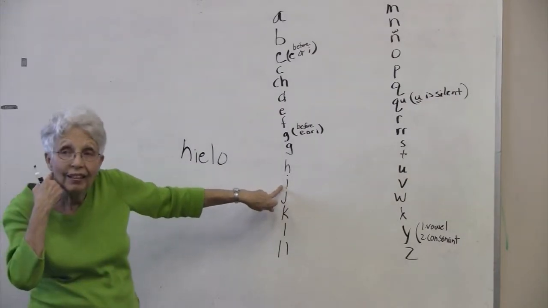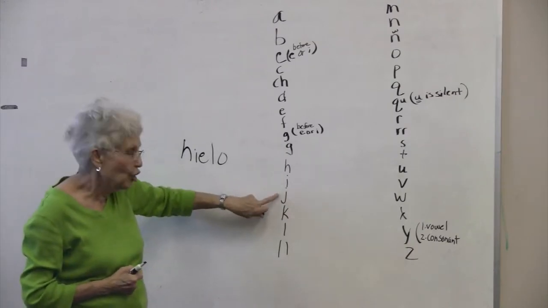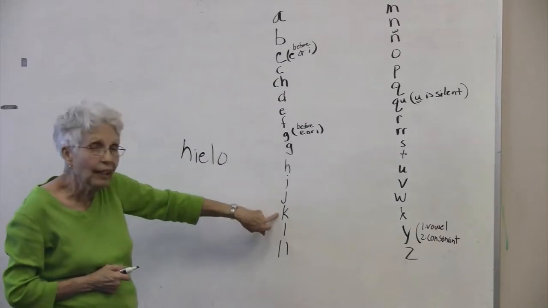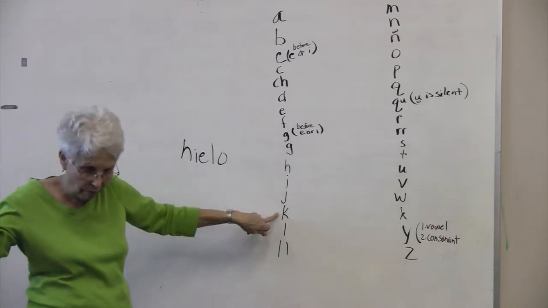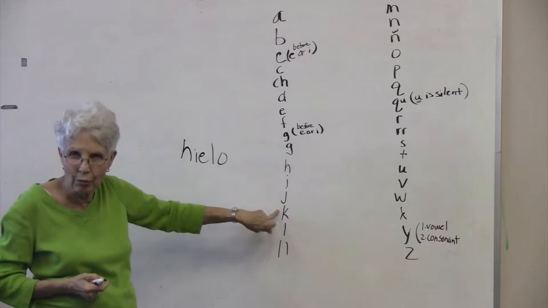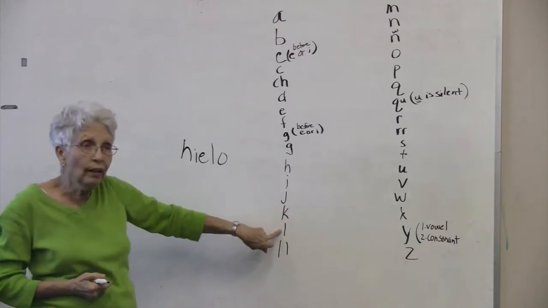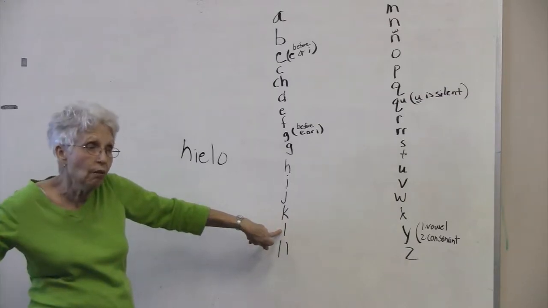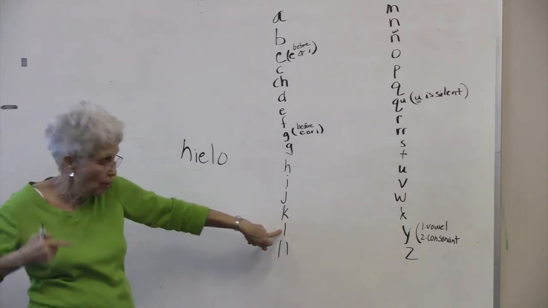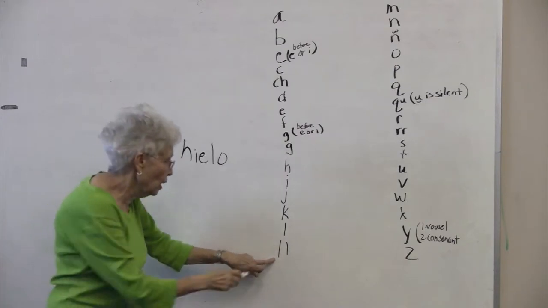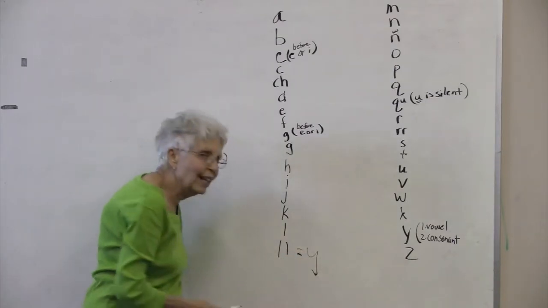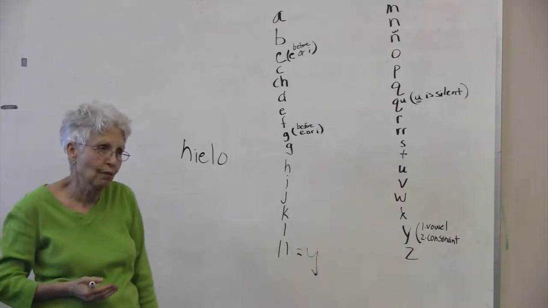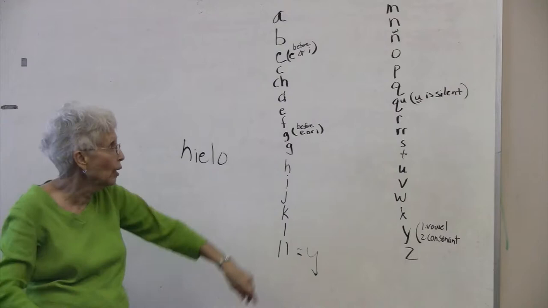I is E. E. Good. J is just an H sound. K is the same sound as in English. K. You don't see too many K's in Spanish, okay? L is like it is in English. Hasta luego. Double L, on the other hand, is like a Y as in yellow. So that's where you get llamas, which is a double L.